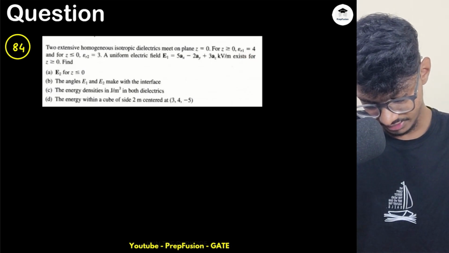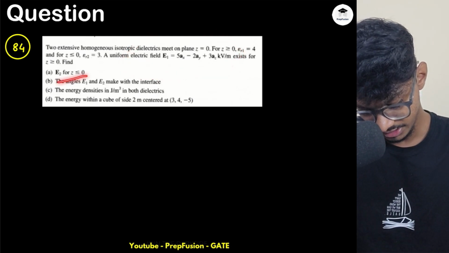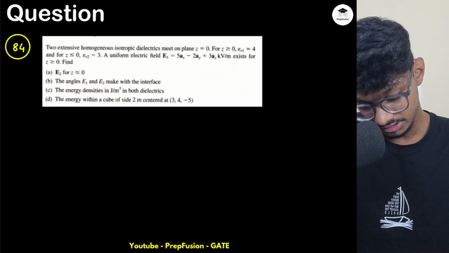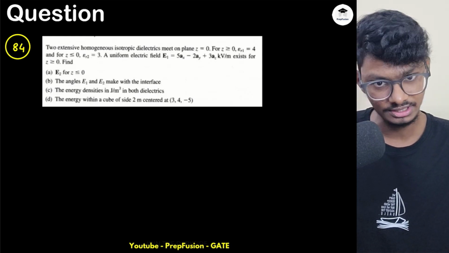And epsilon r1 is given, epsilon r2 is given, uniform electric field is given, exists for z greater than 0. So you have to find out the E2, the angles between E1 and E2 that make with the interface. So with respect to normal you can compute. I will compute all this in the next lecture, don't worry.